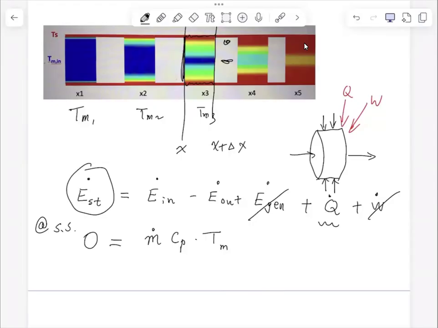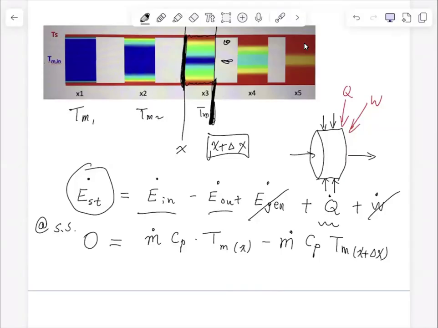So if we talk about the temperature at this position X, we use the mean temperature at this position X, okay? And then this is at X, and then minus the energy that carries away. So it will be the mass flow rate, specific heat, the same thing. However, the temperature on the right side will be the mean temperature at X plus delta X. That is these two items, and we don't have generation energy, we don't have work.